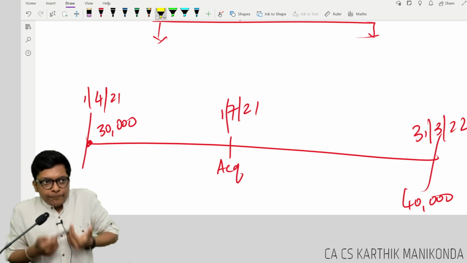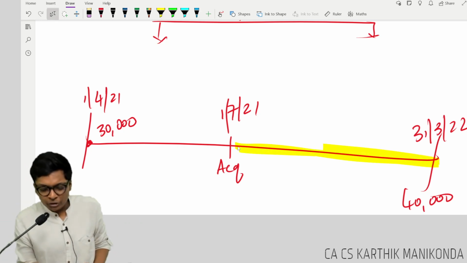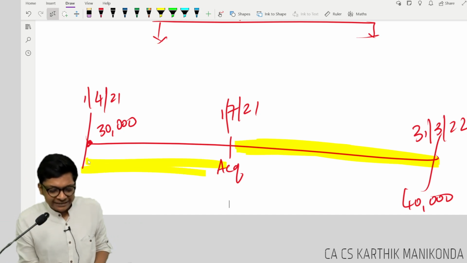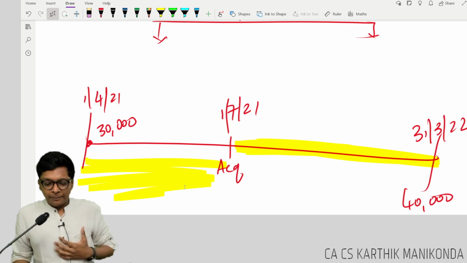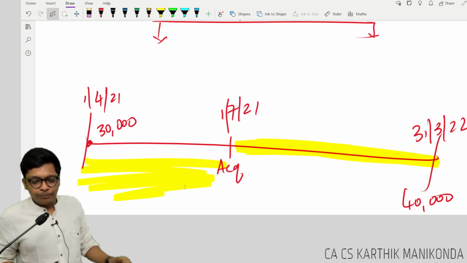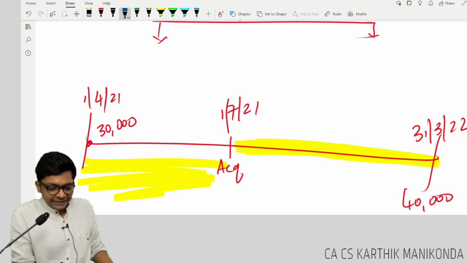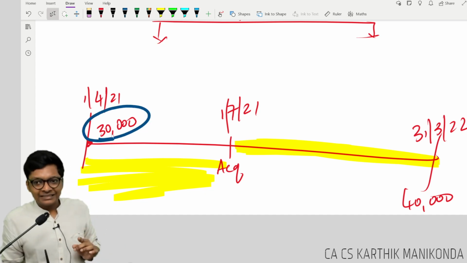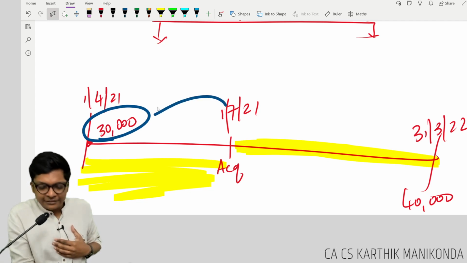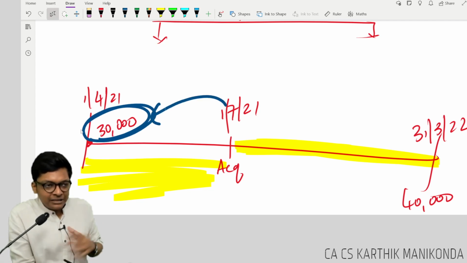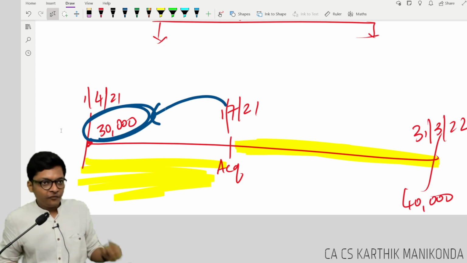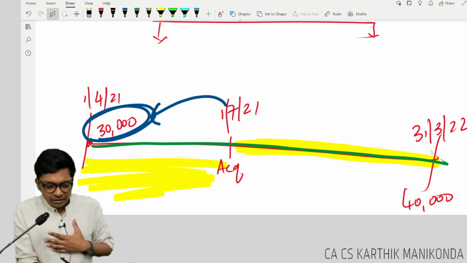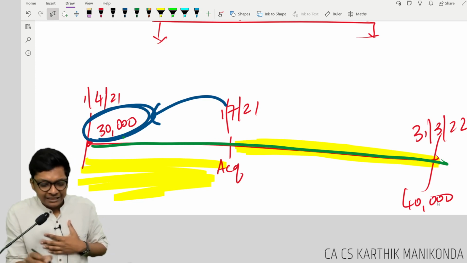So now look at this. What is post in this? This fully is post. Correct? This fully is pre. But I don't know how much is pre and post because they have not directly given. They just told me opening it is 30. That means this 30 is anyway before 1st July. So can I say full 30 is pre? Full 30 is pre. But during the year 30 became 40.